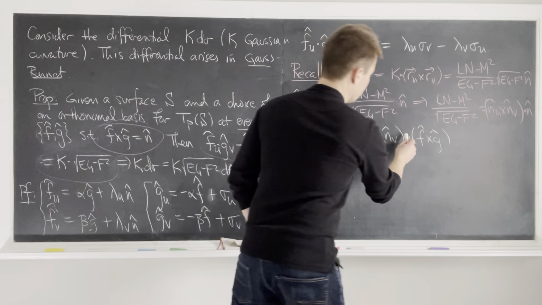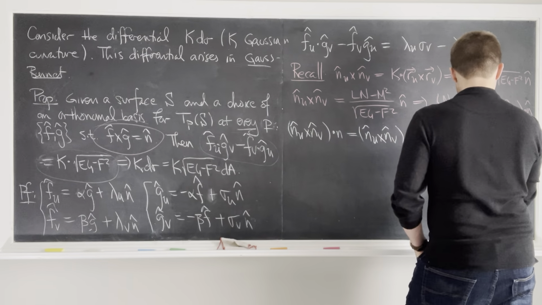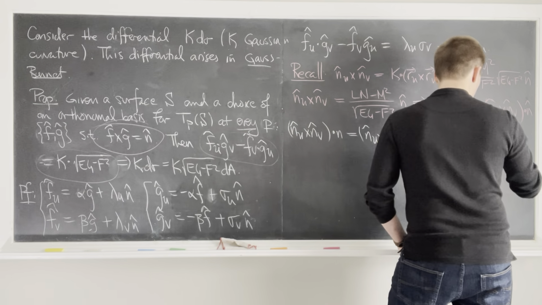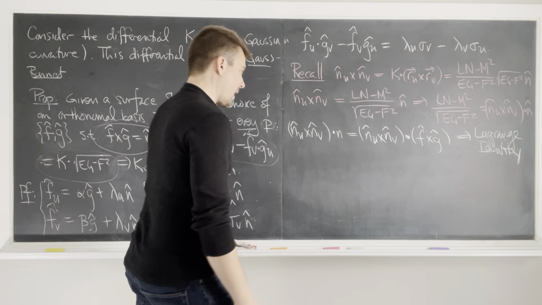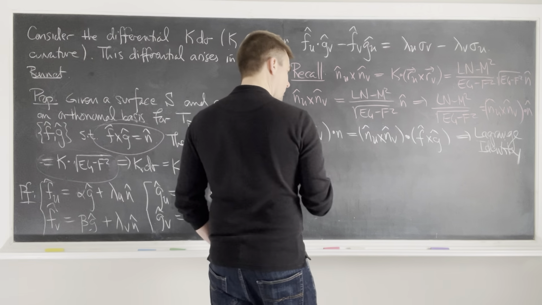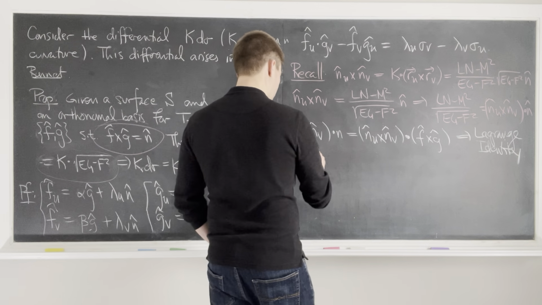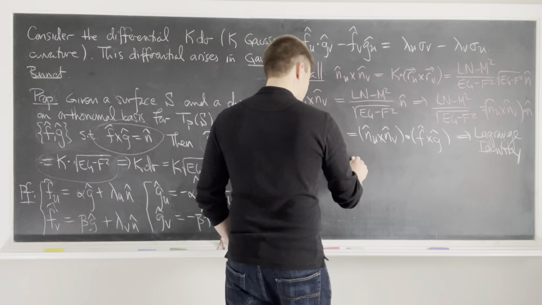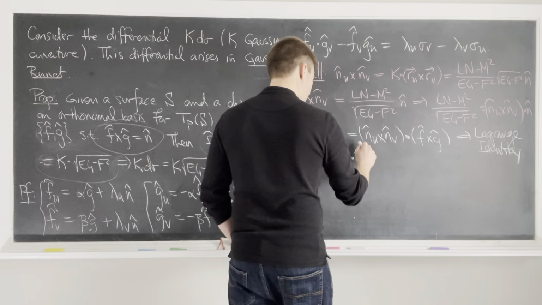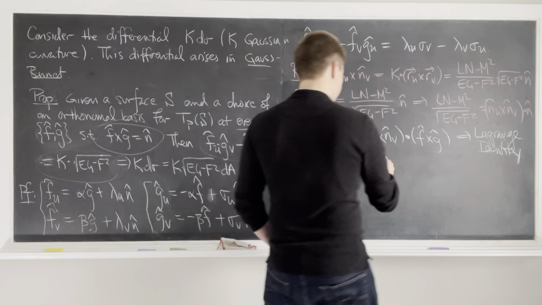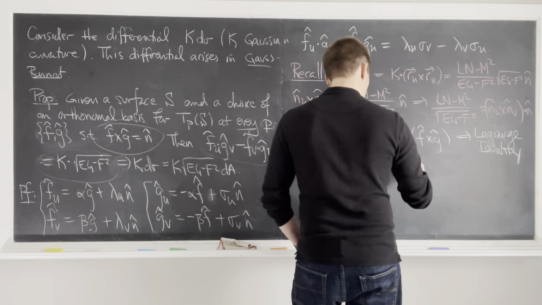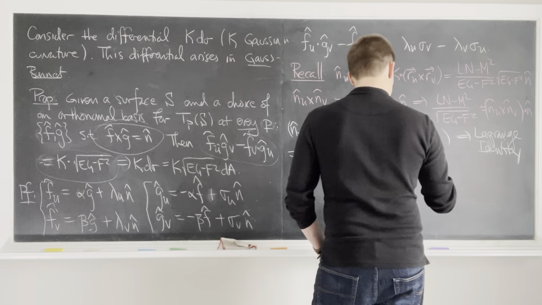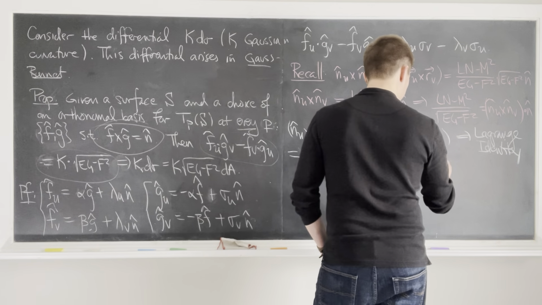And now I can use Lagrange's identity. By the Lagrange identity, this is going to be equal to nu dot f, nv dot g, and then minus nu dot g and then nv dot f.